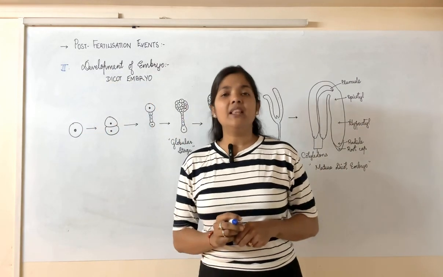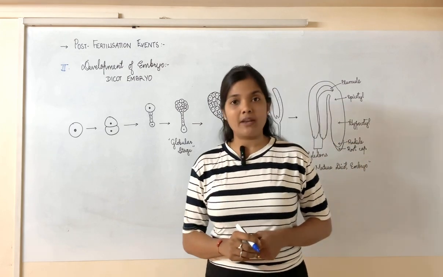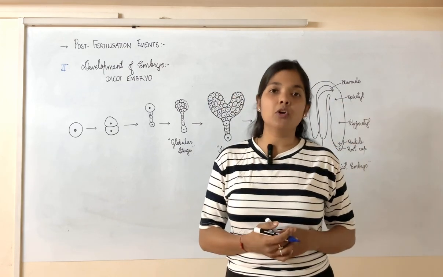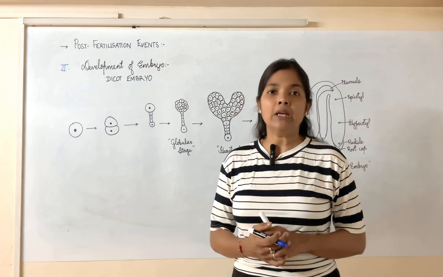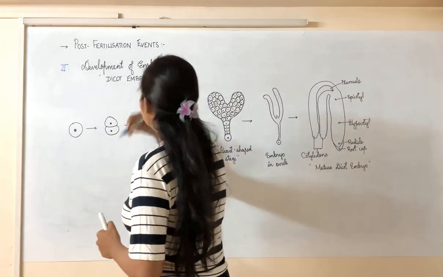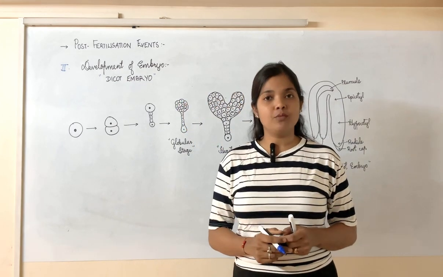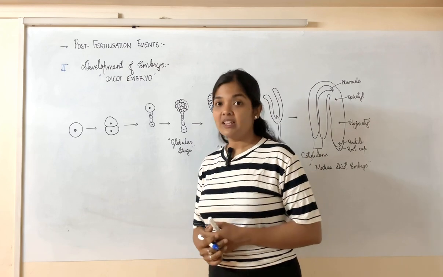Now we know very well that embryo can be of two different kinds. It can be the dicot embryo or the monocot embryo. Dicot, which has two cotyledons, monocot, which has just one cotyledon. But according to your syllabus, we only have this dicot embryo to be studied. So we'll be learning about that. The precursor cell which helps in the formation of embryo is zygote.